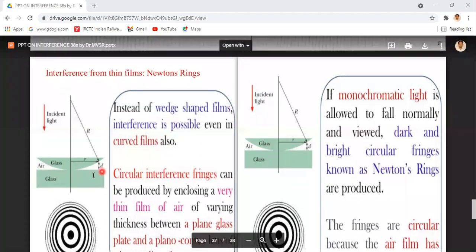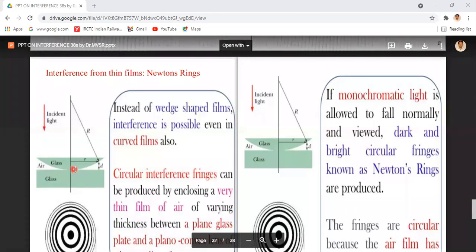Say this is a curved film. How is the curved film formed? As shown in the figure, a plano convex lens, which has a plane surface and a curved surface, is placed on a circular glass plate.